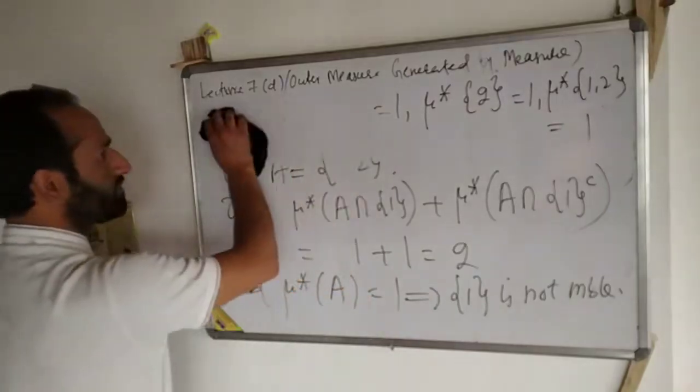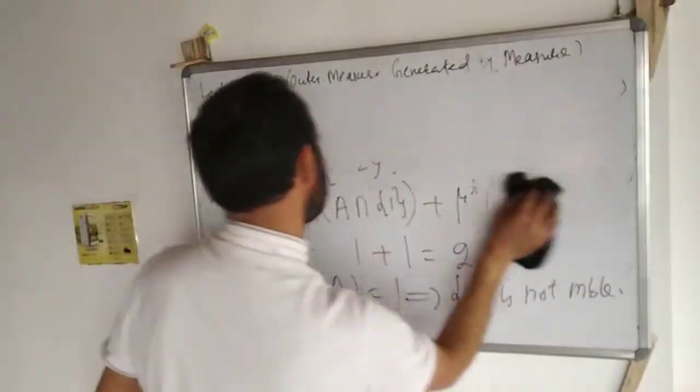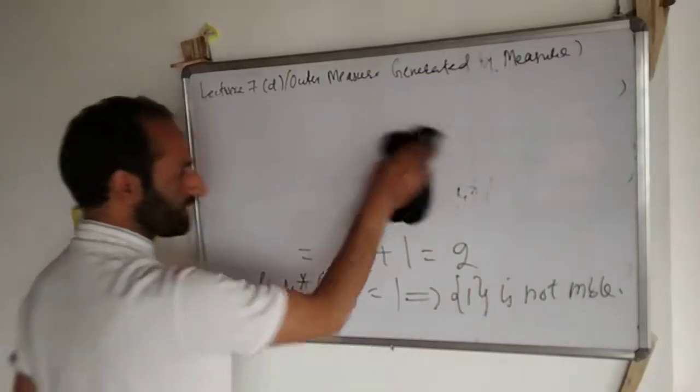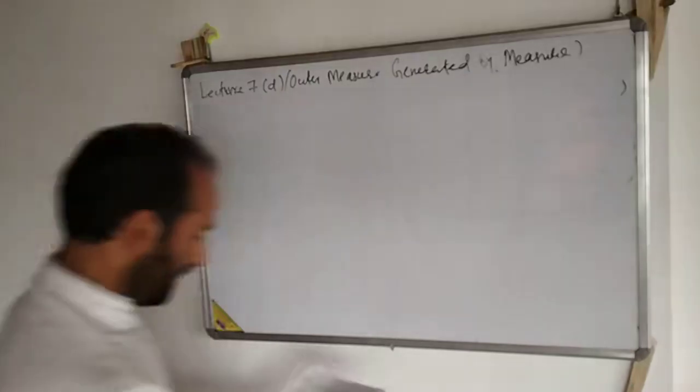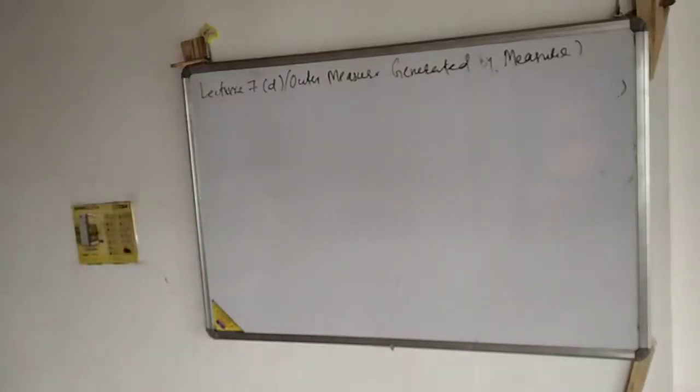So this one was a trivial example. You can construct a number of such examples. The next example is very important, but before proving the existence of a non-Lebesgue measurable set, we first prove the following lemma, which we are going to use there. So what's that lemma?